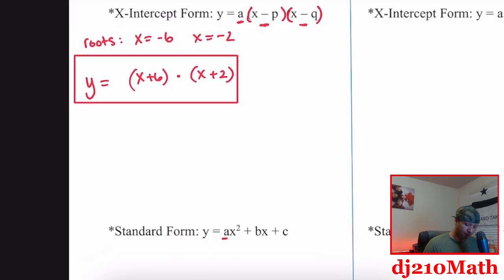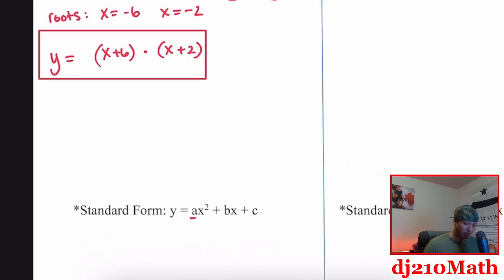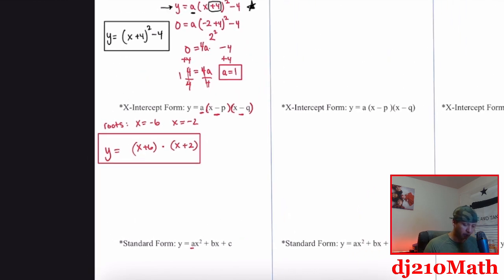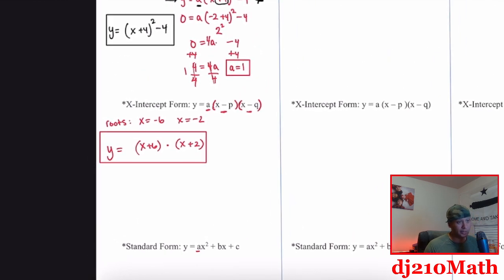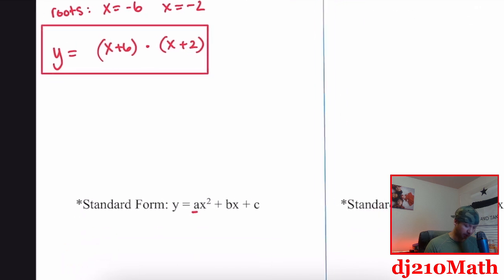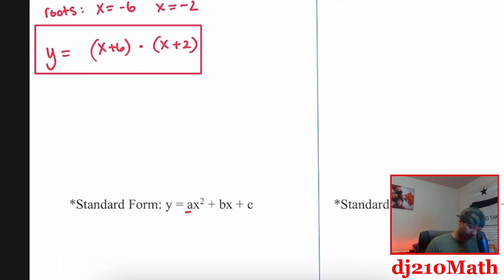Okay. For the standard form, we have to use the x-intercept form or the vertex form, one of those two box answers, and we're going to expand it out by using FOIL. I would use the x-intercept form in this case. So this is y is equal to (x + 6)(x + 2).